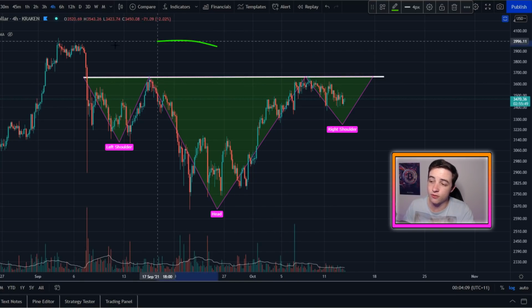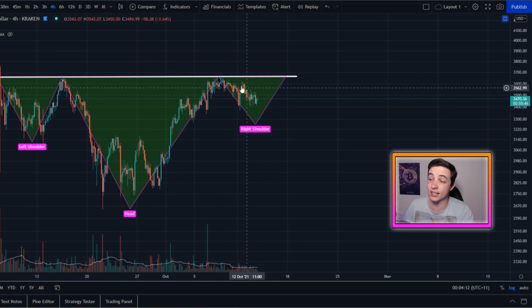And by the way, even though I've got the inverse head and shoulders pattern drawn out like this, I'm not saying that that's exactly how the right shoulder has to form.